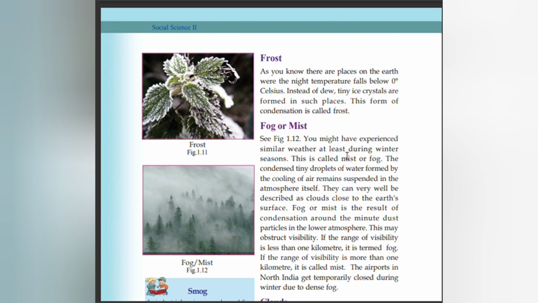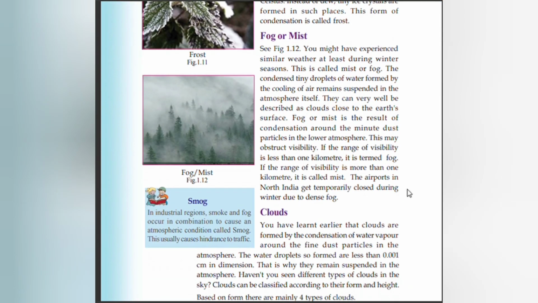It is called mist or fog. The condensed tiny droplets of water formed by the cooling of air remain suspended in the atmosphere itself. They can very well be described as clouds close to the Earth's surface. Fog or mist is the result of condensation around the minute dust particles in the lower atmosphere. This may obstruct visibility. If the range of visibility is less than 1 kilometer, it is termed fog. If the range of visibility is more than 1 kilometer, it is called mist.